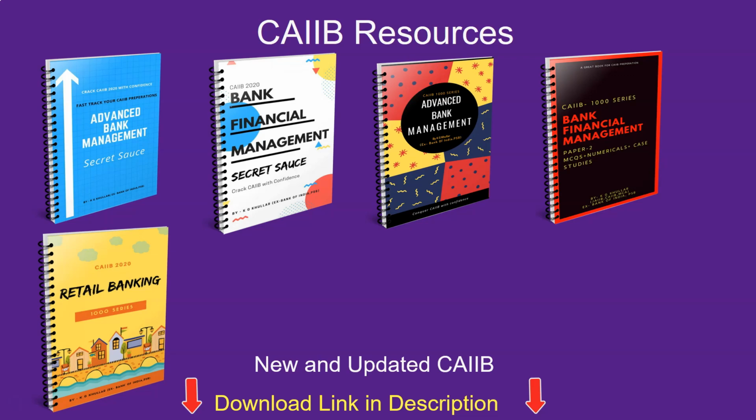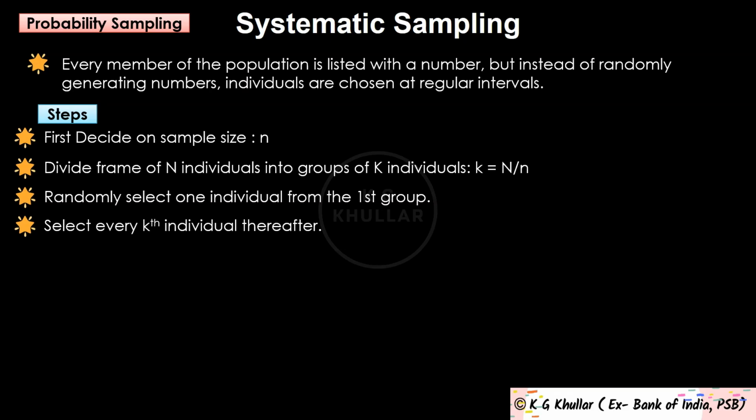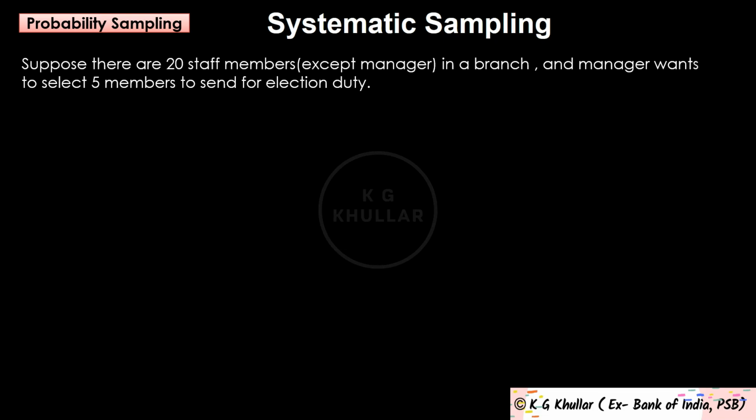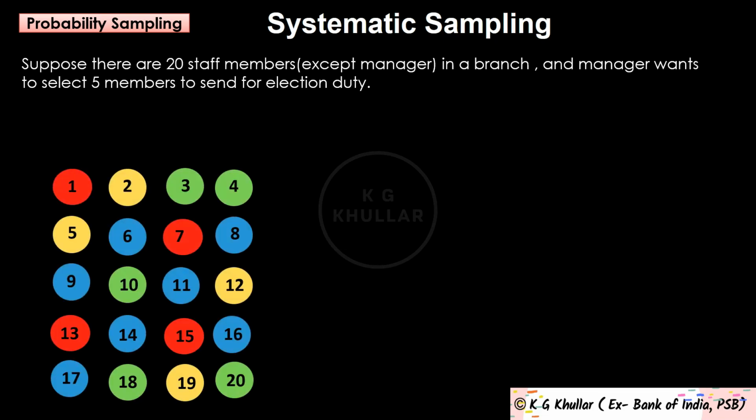Let's move forward with our lecture. So let's see an example that will make the steps more clear. Let's again do that exercise to select staff members for election duty, but now using systematic sampling. So here the population, that is capital N, equals 20, and the sample size, that is small n, equals 5, since we want to select 5 members for election duty. Now just say we began with person number 3.